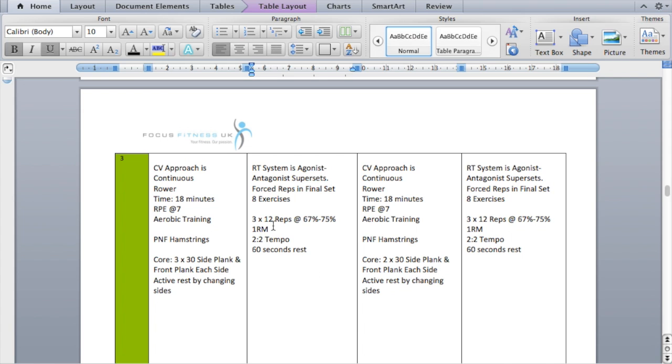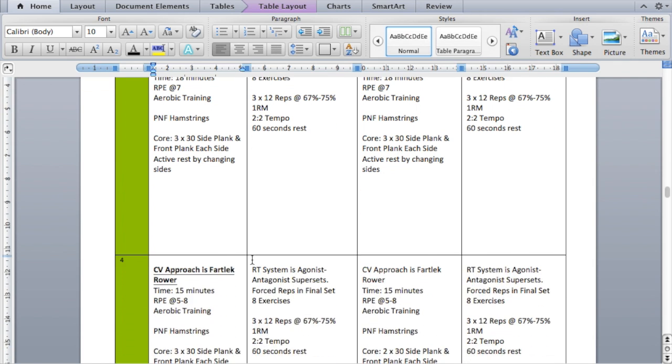In week 3, I've added on an extra 2 minutes to the rower, which means it's making this exercise harder. I've added on 1 set of work to the core exercises. So rather than it being 2 sets of 30 seconds on the planks, now I'm doing 3 sets of 30 seconds. The resistance training has stayed exactly the same because I've made quite a big jump by adding on 2 minutes to cardiovascular training and added 1 extra set to core exercises.